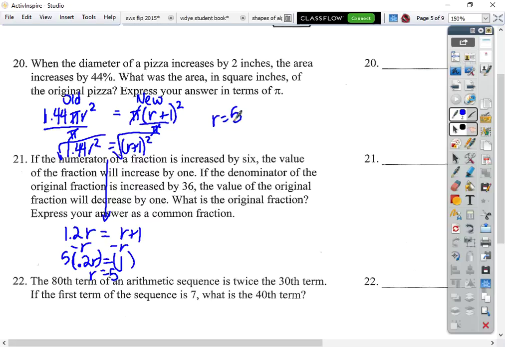So if we find the area of the original pizza, that means that we're doing pi times 5 squared. And they want it in terms of pi. So we can actually just leave it as 25 pi. And that's my answer, 25 pi.